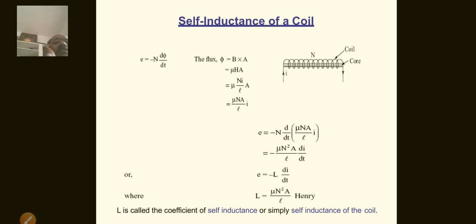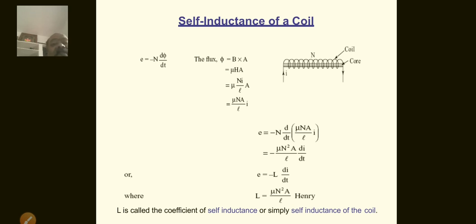So therefore phi is equal to B into A. What is the magnetic flux density into area? A is the area. What is the magnetic flux density? Mu into H, already know that. So from the previous analysis, the magnetic field intensity is equal to Ni by L, already know that. So therefore you may substitute here mu into Ni by L into A, where mu is the permeability of the magnetic core, N is the number of turns, I is the current flowing through it, and L is the path length, where A is the area of cross section.